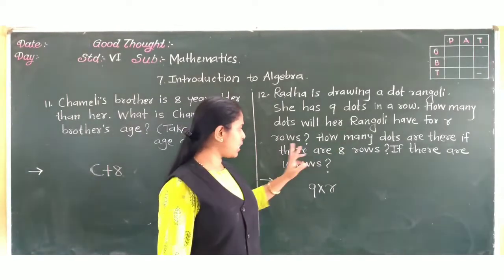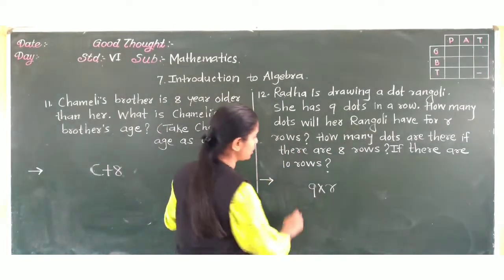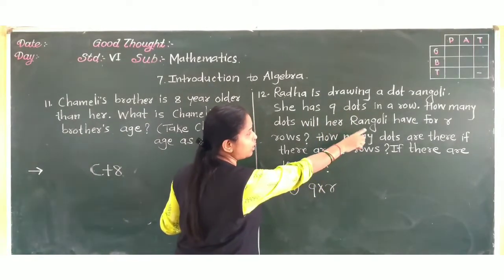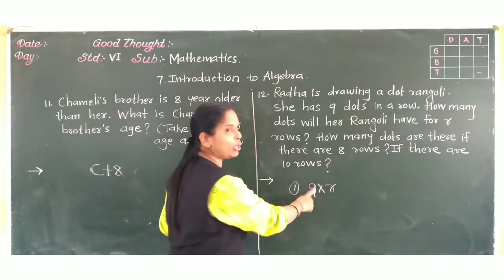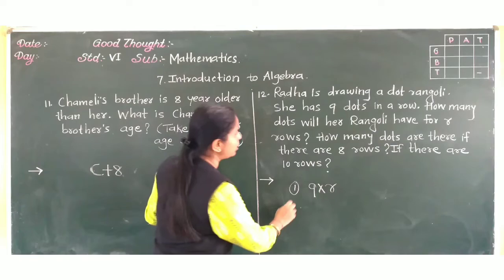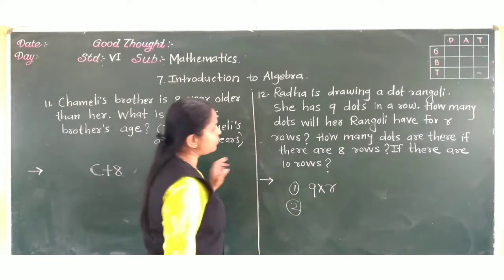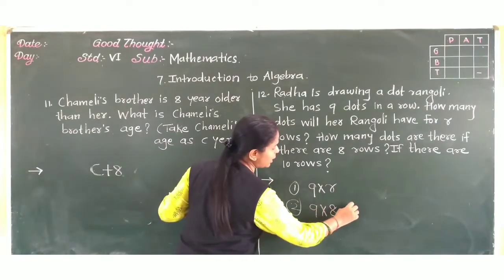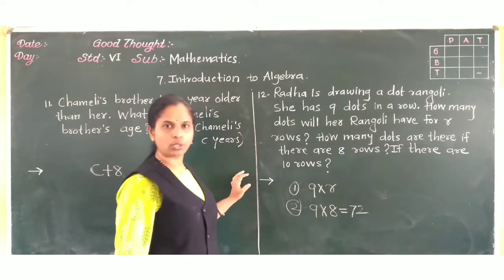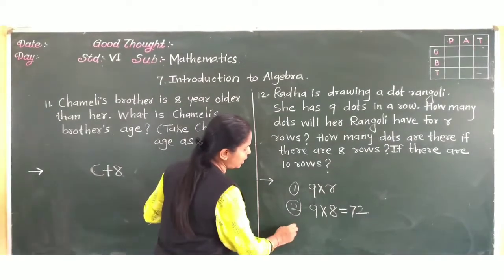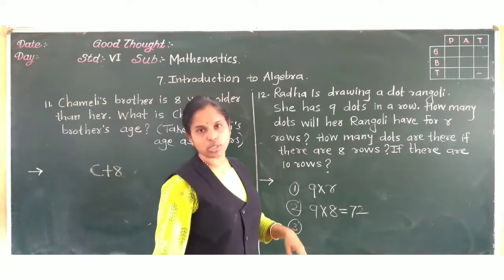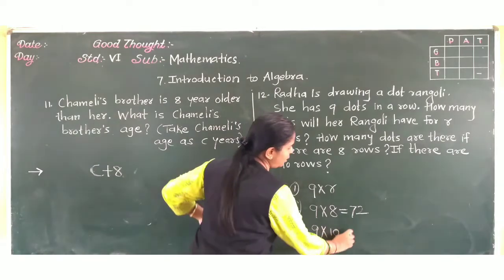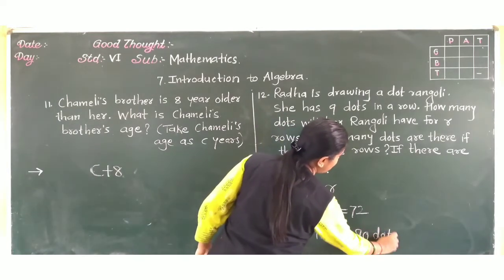Then how many dots are there if there are 8 rows? This is the first question's answer: how many dots will her rangoli have for r rows? 9 into r. Then second, how many dots are there if there are 8 rows? Now in each row 9 dots, so in 8 rows 9 8s are 72 dots will be there. Correct? And number 3, if there are 10 rows, in each row 9 dots, so in 10 rows, 9 into 10, that is 90 dots will be there.